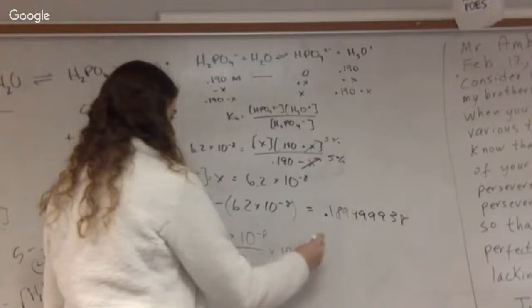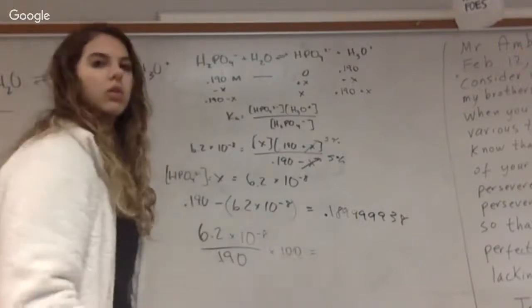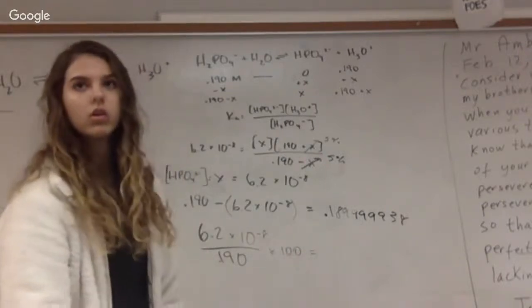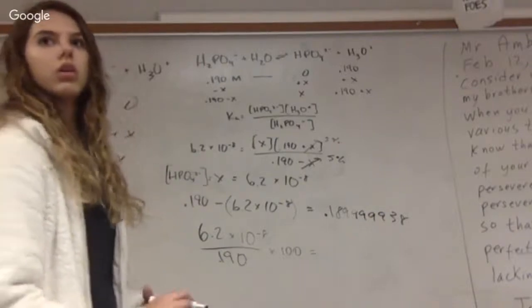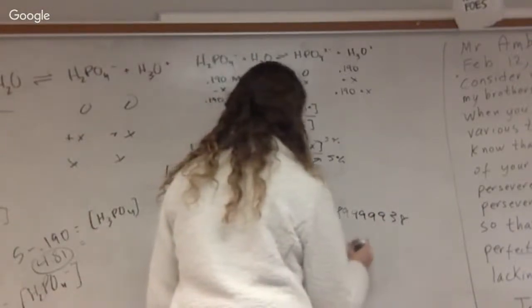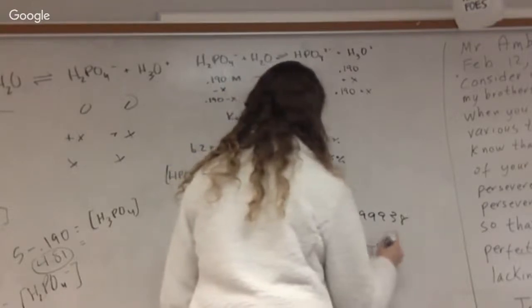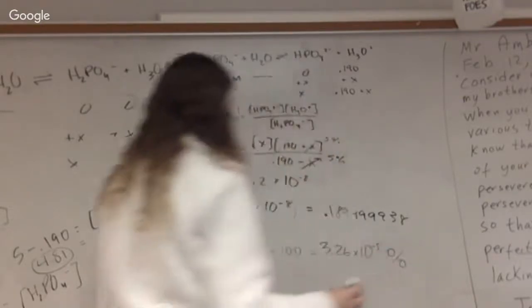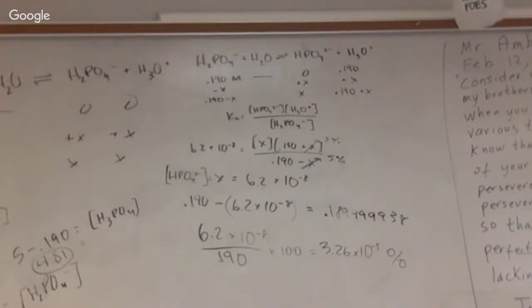I don't want only Jackson doing this. If you guys can all punch in your calculators, that'd be great. Is it 3.26 times 10 to the negative 5%? That's after you punched in times 100? Yeah. So we're talking about 3.25 times 10 to the negative 5. So that's 0.0000326%. That's how much is left.